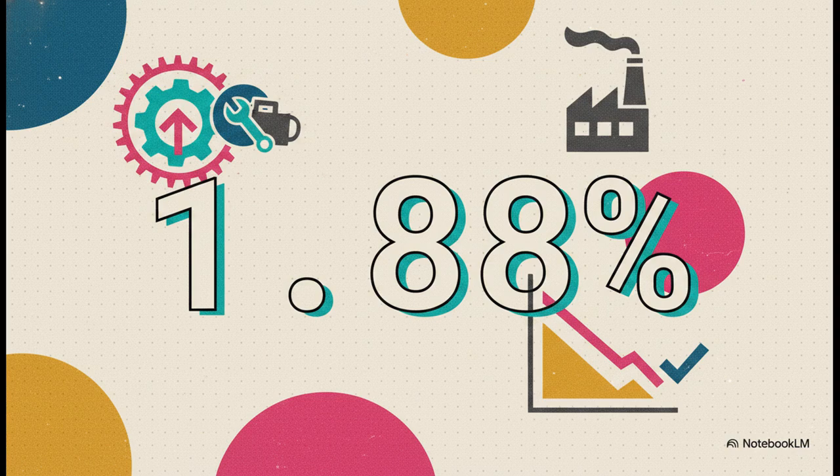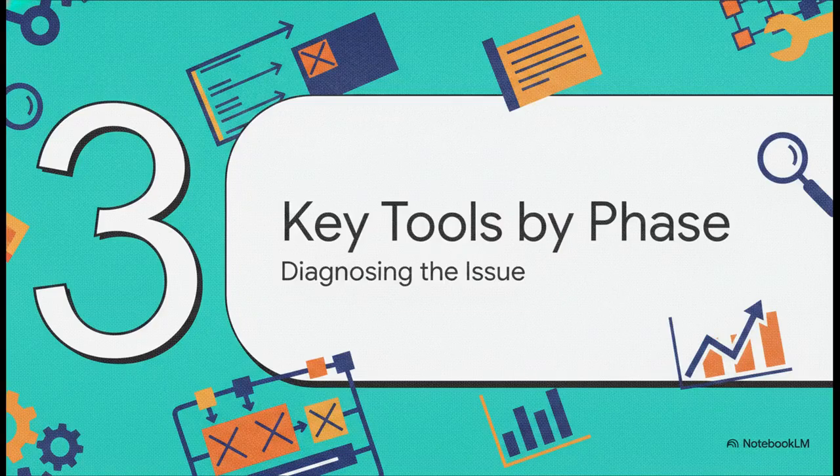They didn't just put a Band-Aid on it, they institutionalized the new training and lubrication routines. This dropped their initial rejection rate of 3.04% all the way down to a sustained 1.88%. When you translate that to the bottom line, that is a massive win. Which leads us nicely into Section 3, key tools by phase.